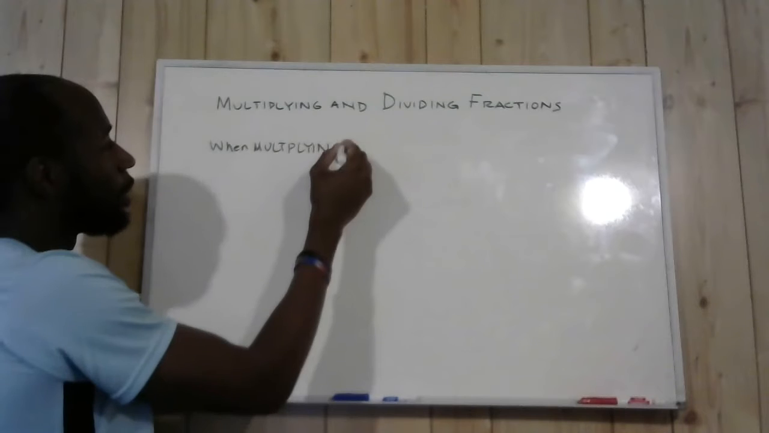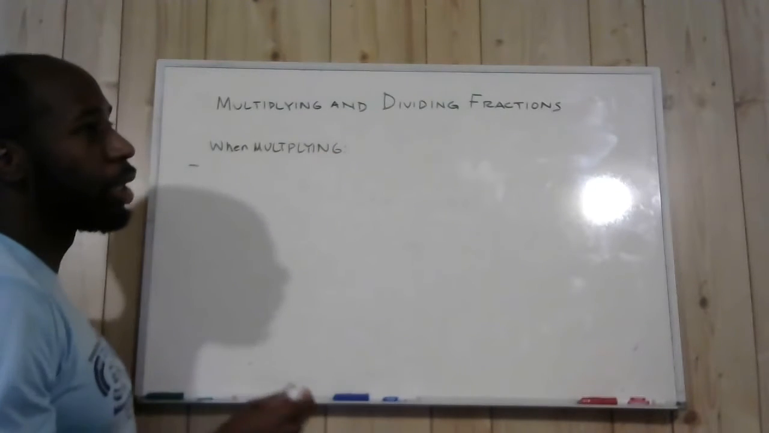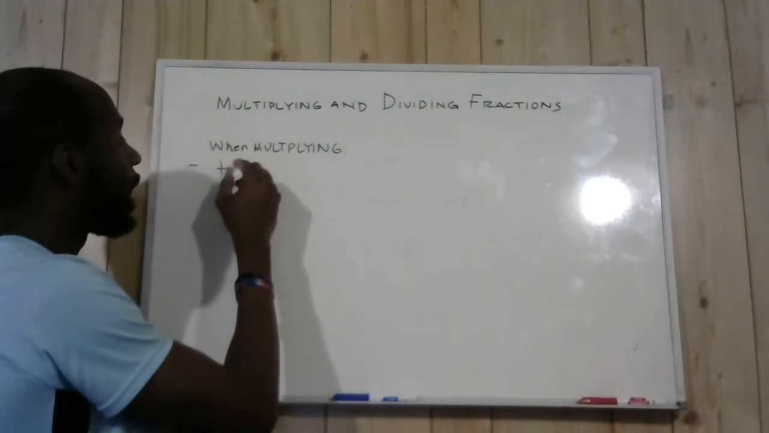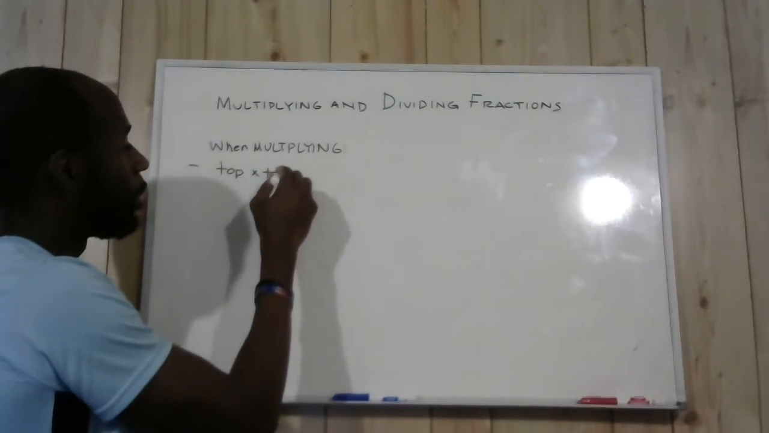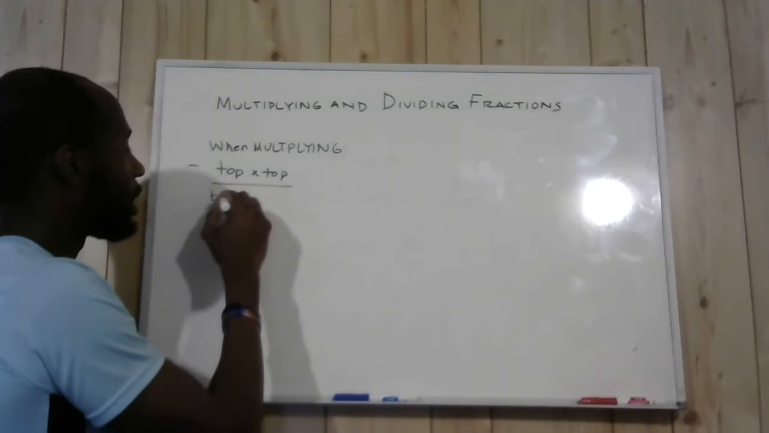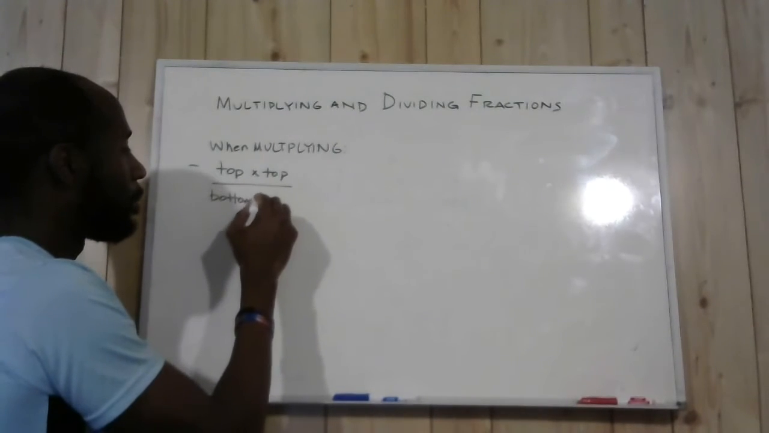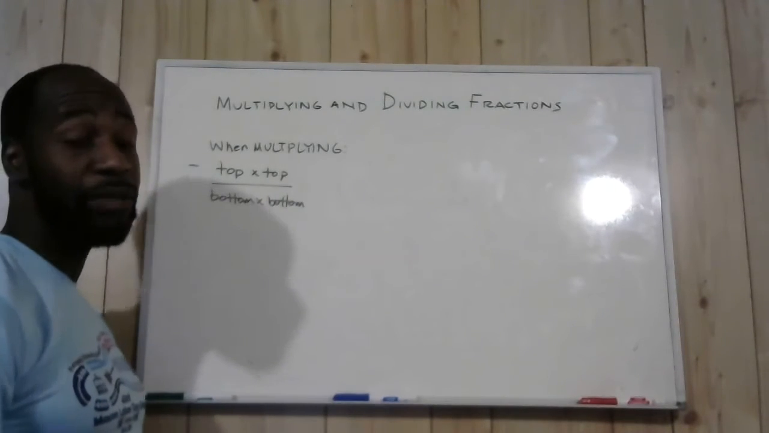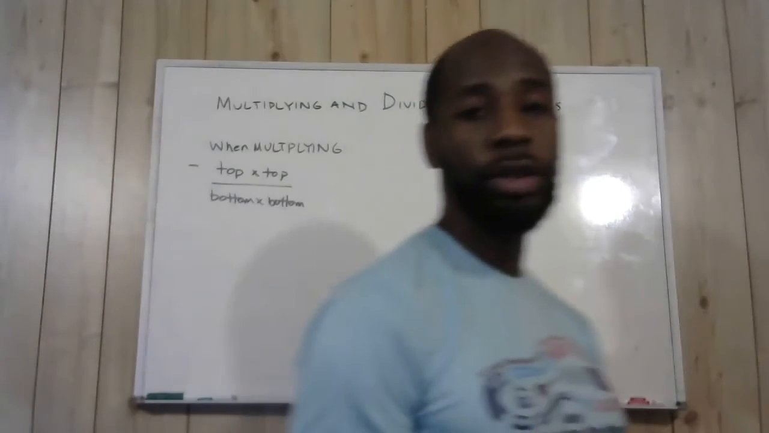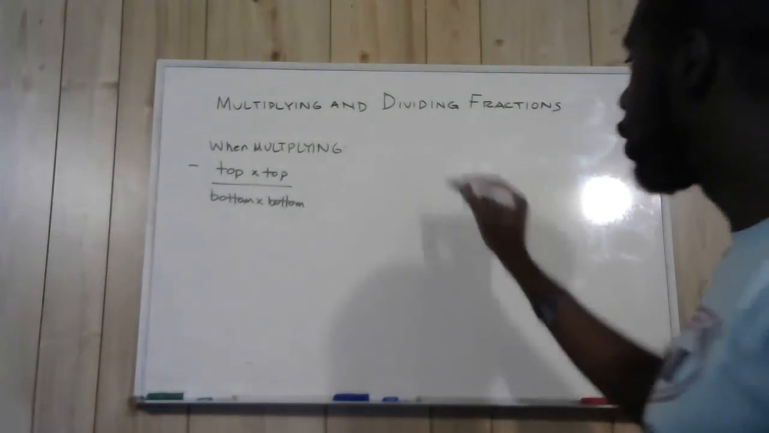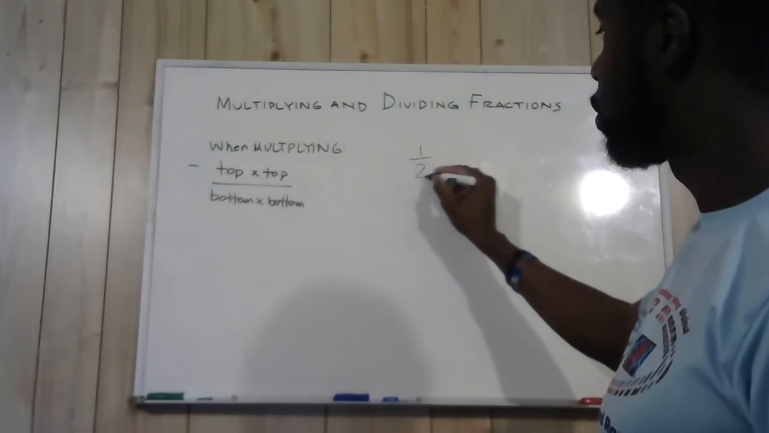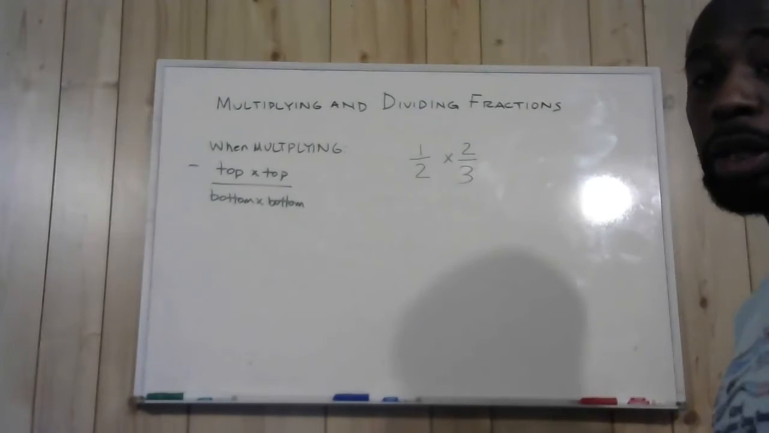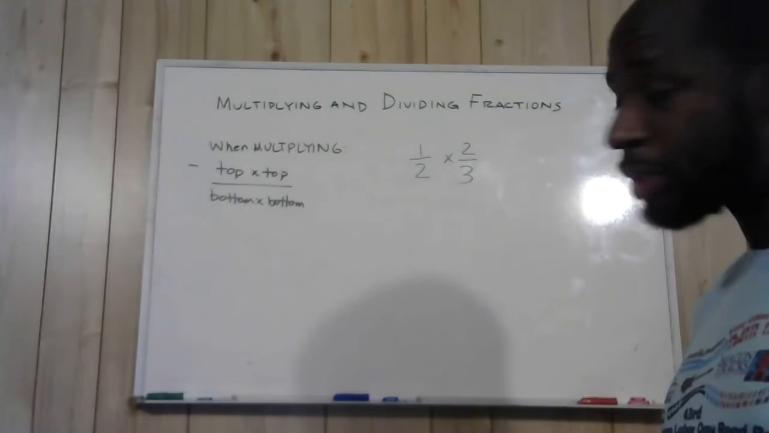what you want to make sure of is that you just remember very simply multiply the top by the top and multiply the bottom times the bottom. That's it. It's very straightforward. So let's say we took the fraction 1/2 times 2/3. Okay. So multiply the top times the top, multiply the bottom times the bottom.